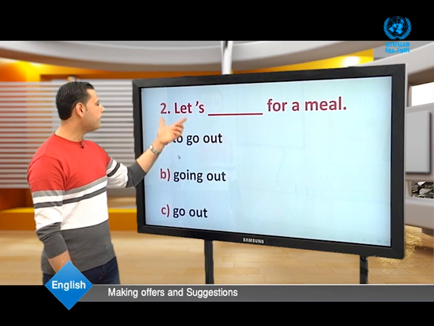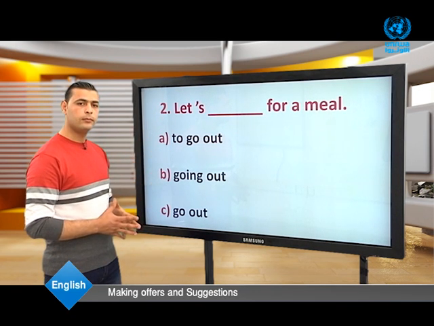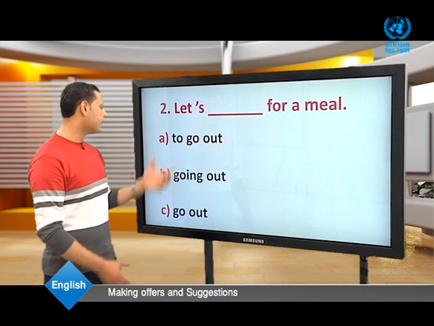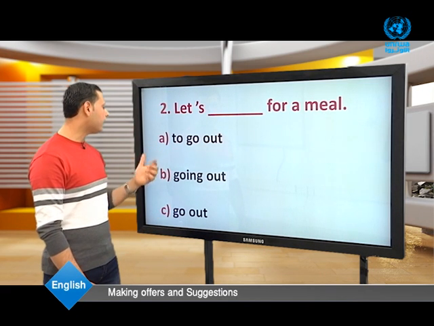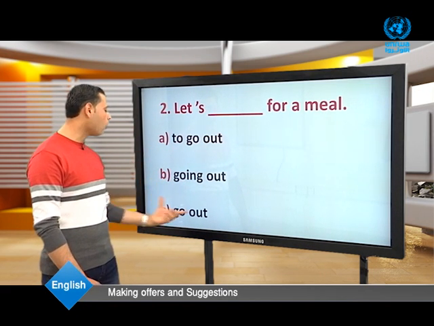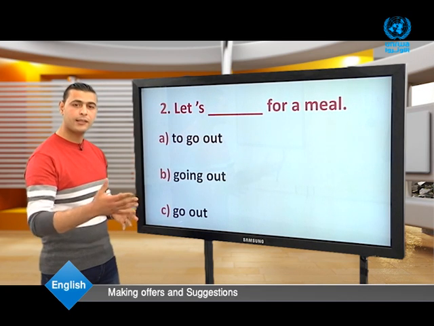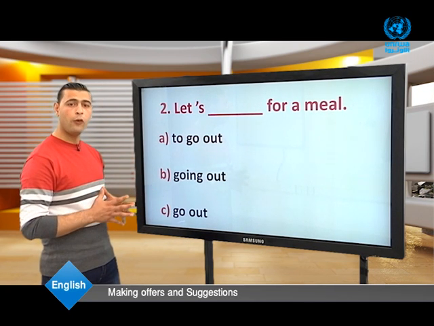Number two, let's for a meal. Let's what? Is it let's to go out, or let's going out, or let's go out? What comes after let's? Of course, the infinitive form.